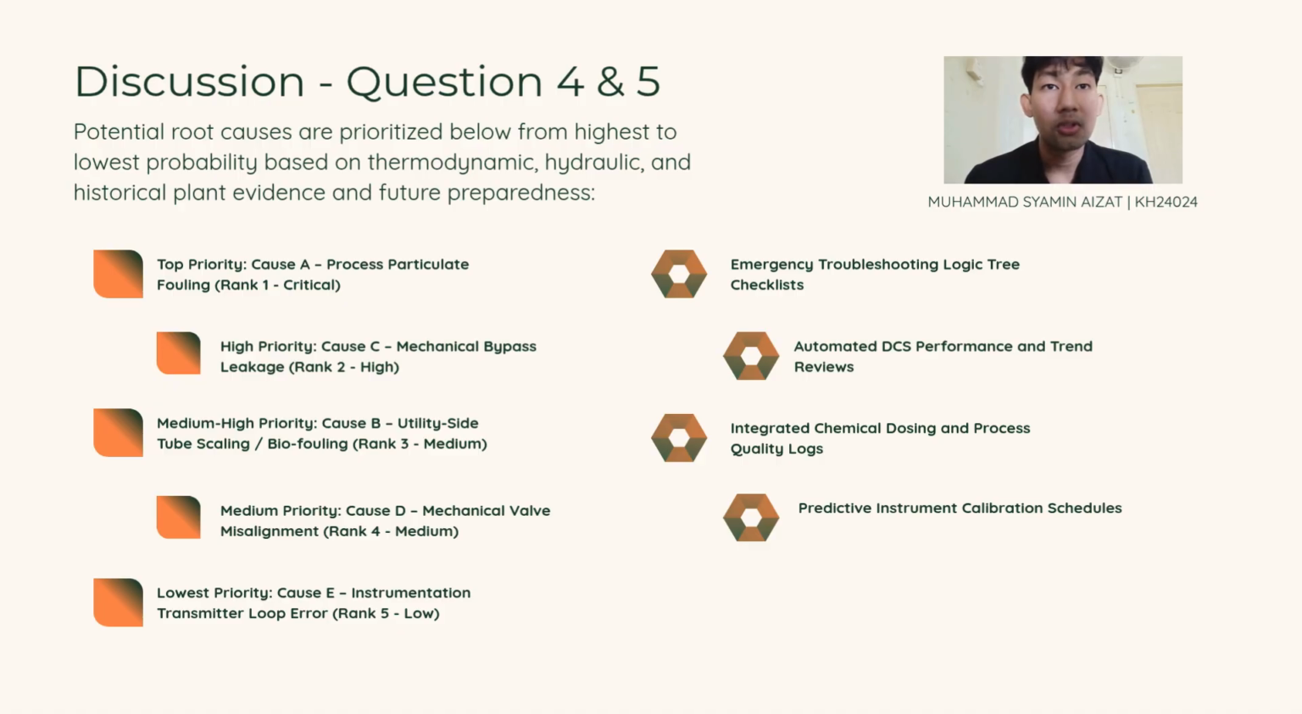For future preparedness, we put an emergency troubleshooting logic tree checklist to help the operator find any troubleshooting cause, and use the logic to find out what can be expected to happen if some problems are not solved first. Then we have automated DCS performance and trend reviews to help personnel in charge check the trends of the reports.